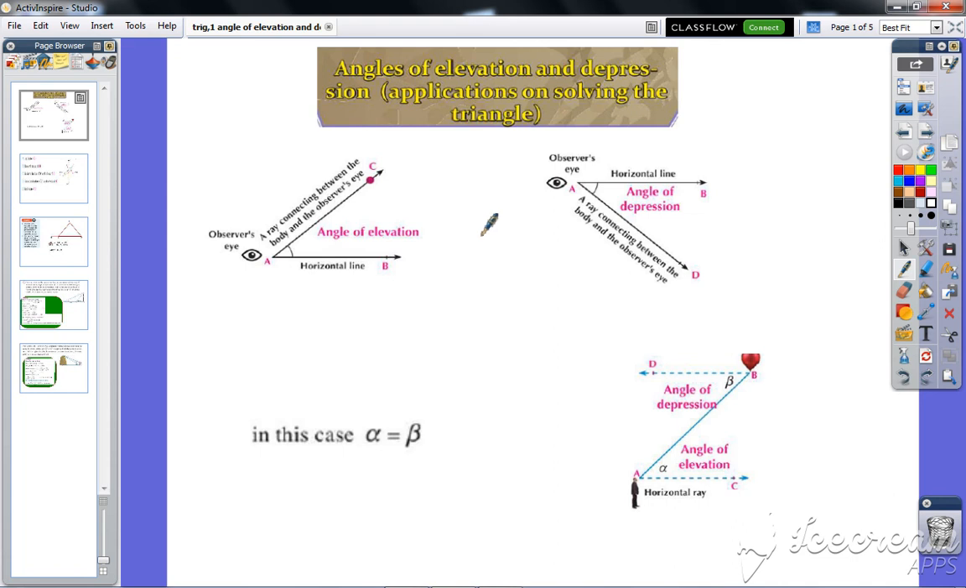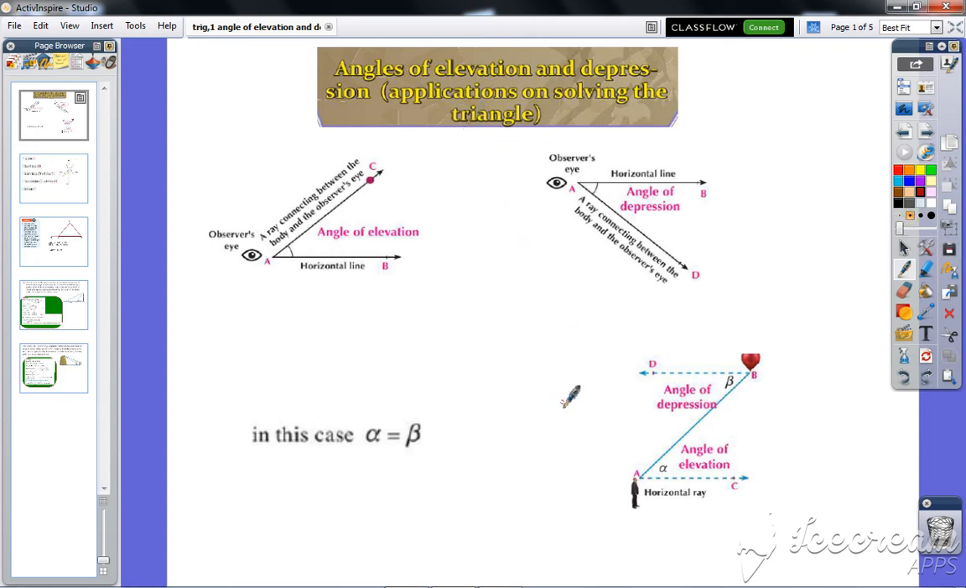Good morning, my student. Today we are going to study trigonometry. This is for the science section, okay? And I'm going to start with the first lesson about the angle of elevation and the angle of depression.